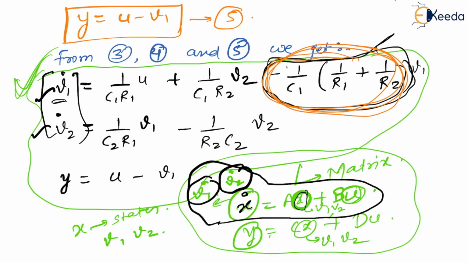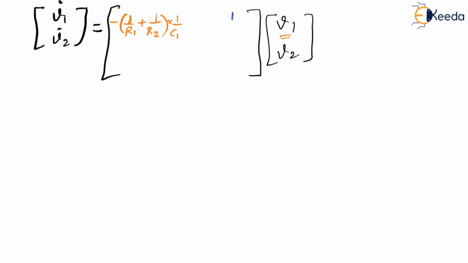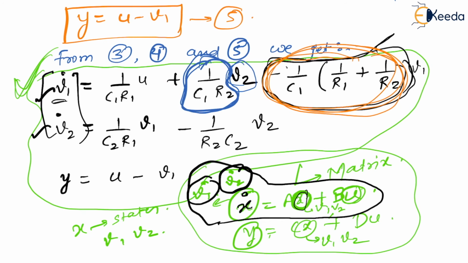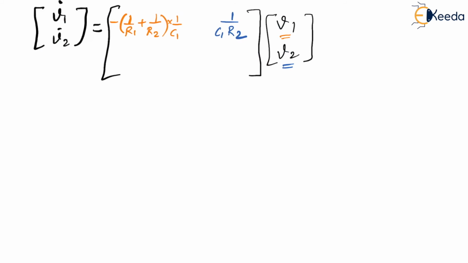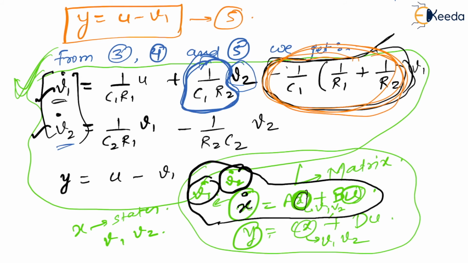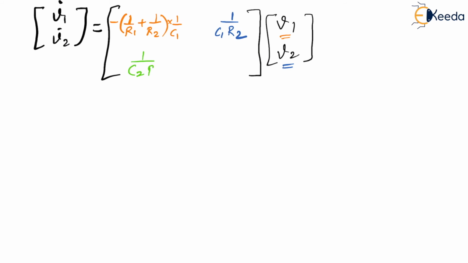Now what is there with v2 here? With v2 we have 1 by C1 R2, so plus 1 by C1 R2 has to come here, because this is v2. Now if you think of v2 dot, with v1 what we have is 1 by C2 R1, so 1 by C2 R1 will come here.